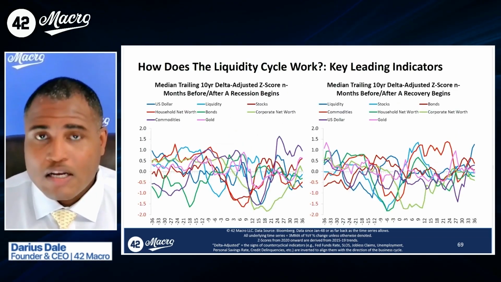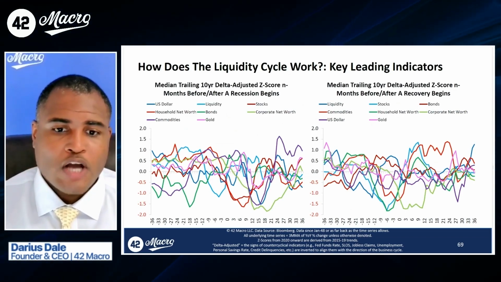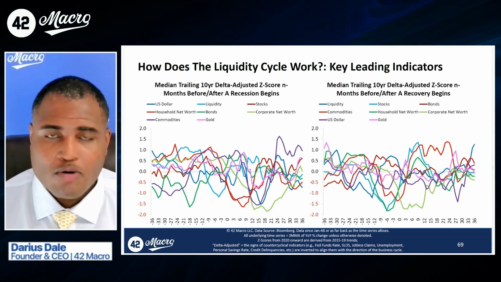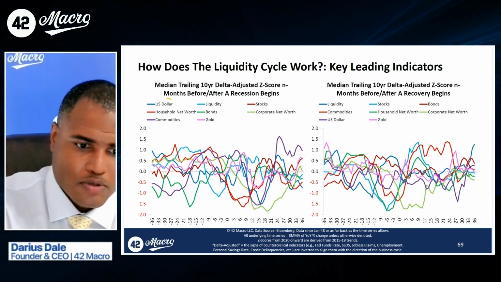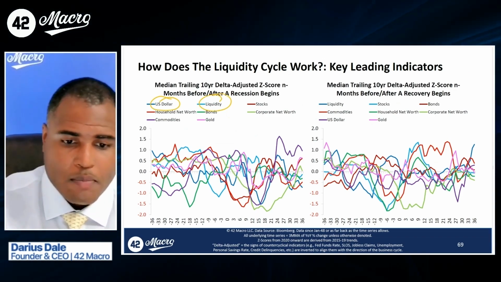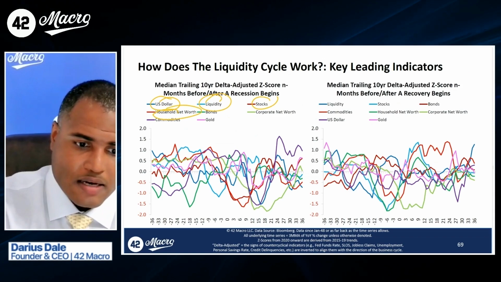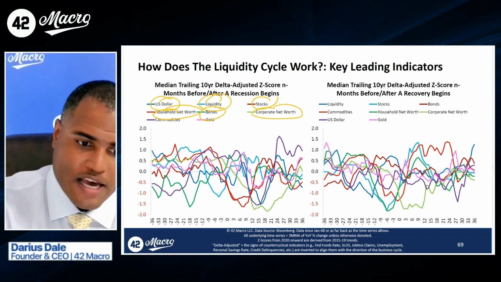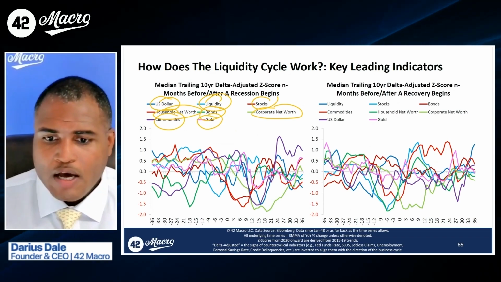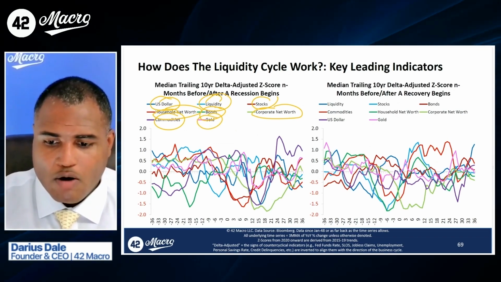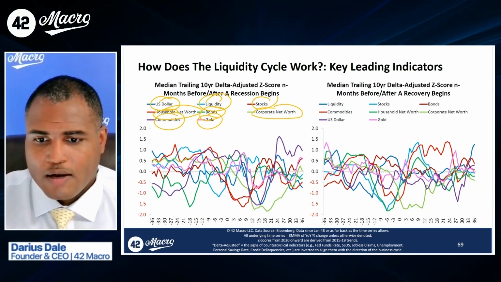How does the liquidity cycle work? So that's the third cycle in terms of the progression of the business cycle in a downturn. The key leading indicators for the liquidity cycle is the US dollar, then liquidity breaks down, then stocks, then household net worth breaks down, then bonds break out, then corporate net worth breaks down, then commodities break down, then gold breaks down. That's kind of how the liquidity cycle works in terms of a business cycle downturn.